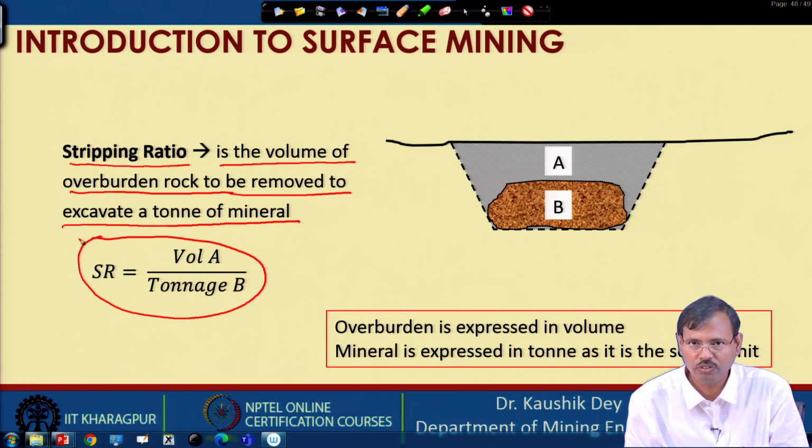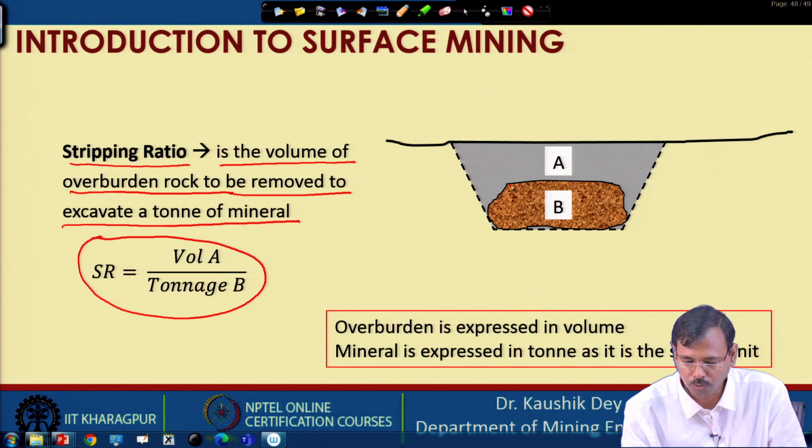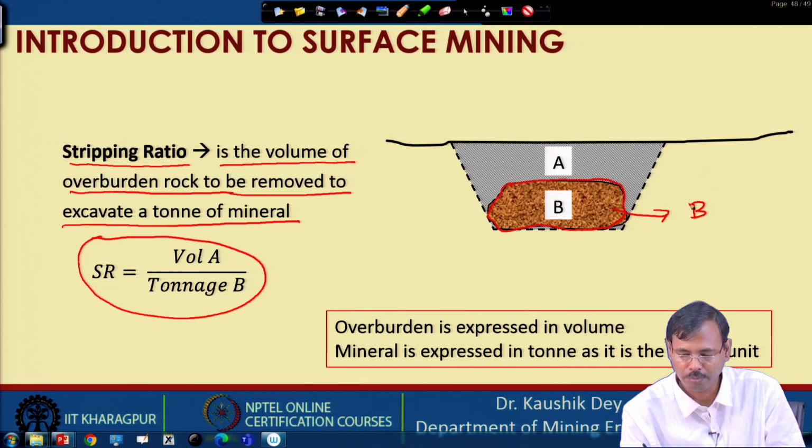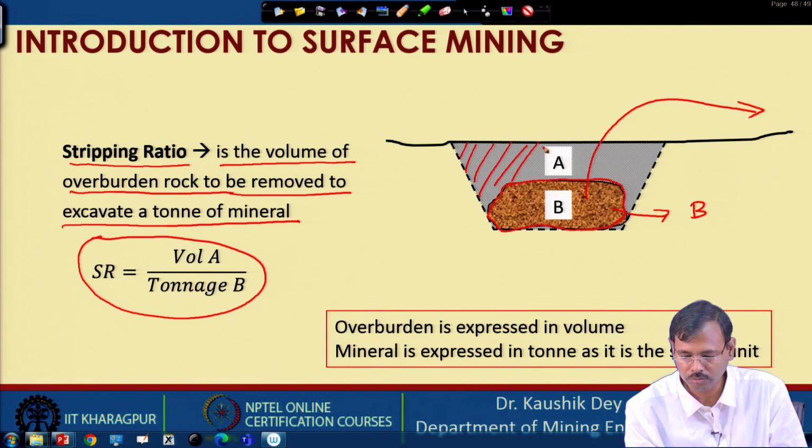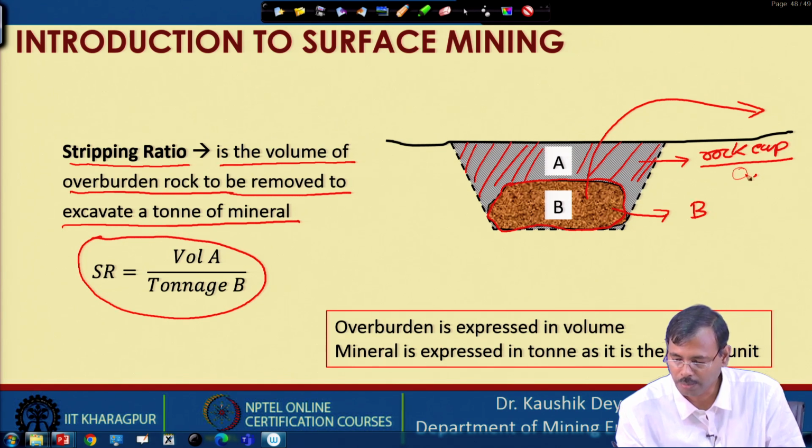Now, if you look into this figure, you can see this is the ore which we need to excavate, and the total ore tonnage is B. But to take out this ore from here to outside, we have to excavate this portion of waste rock, which is basically the rock cap lying above this mineral. So, this rock cap is called overburden.